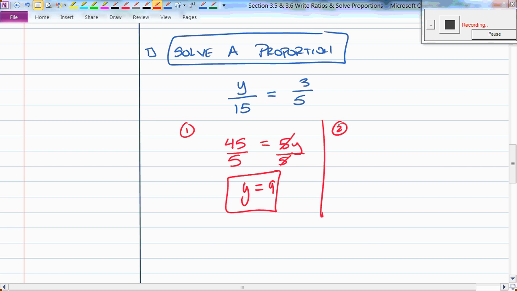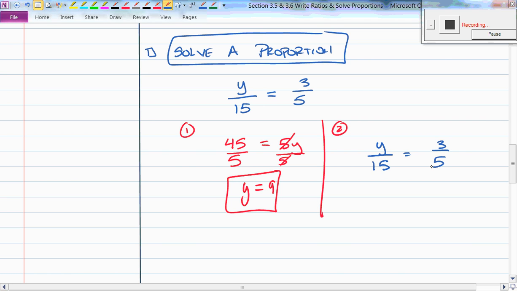Is there another way we could do this problem? There is. Does anybody see it? The fast, easy way to do it? Okay, let's make some sense of this. Is it okay if I write this problem down again over here? Y over 15 equals 3 over 5.